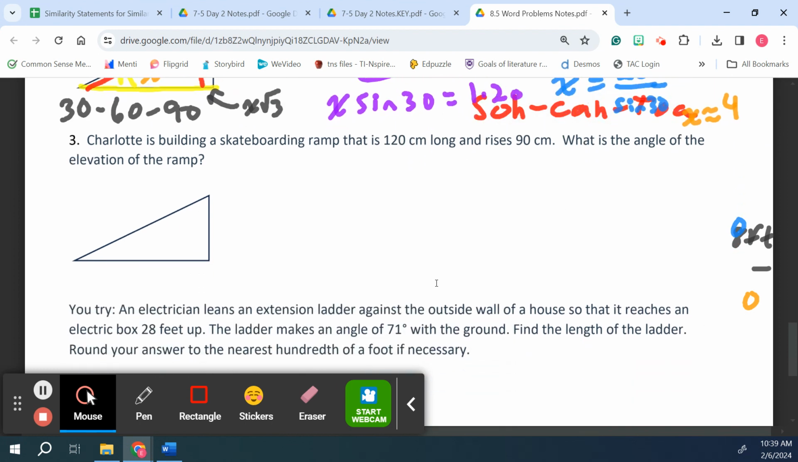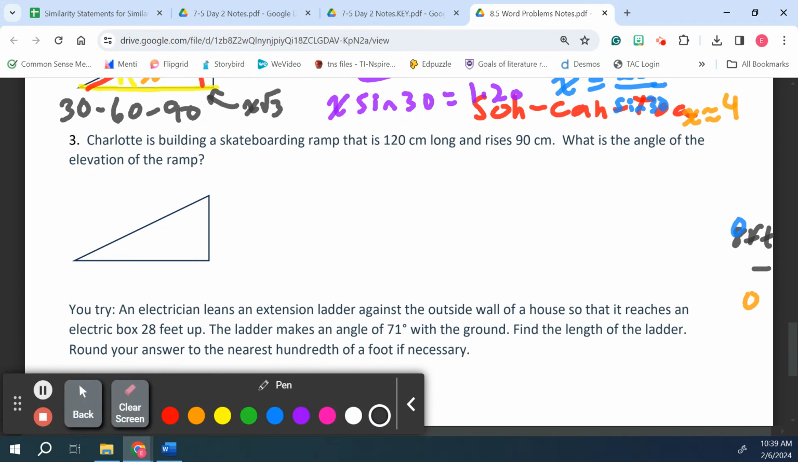Part 3, it says Charlotte is building a skateboarding ramp that is 120 centimeters long and rises 90 centimeters. So that means she has this. This is 90. This is the ramp at 120. What is the angle of elevation of the ramp? They're asking, here's our horizontal. They're asking for this elevation and they don't know what it is, so we're asking for it.